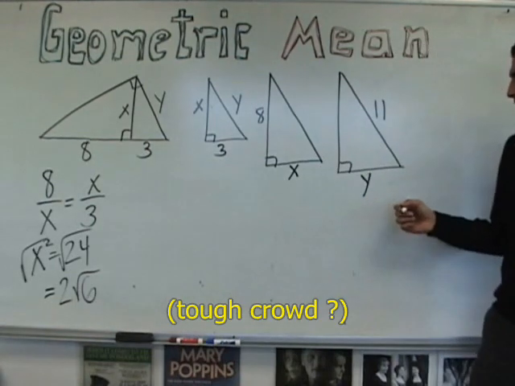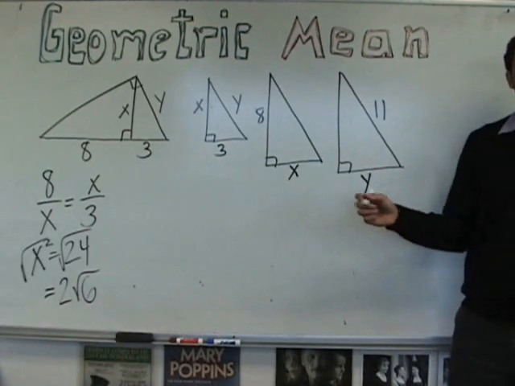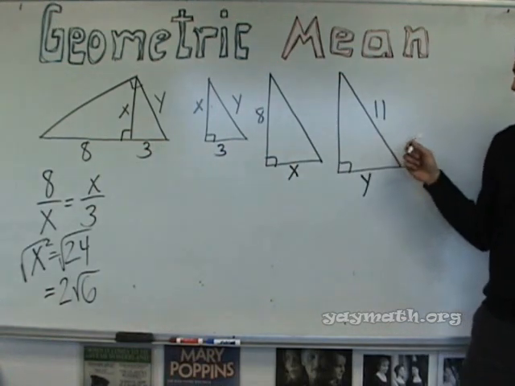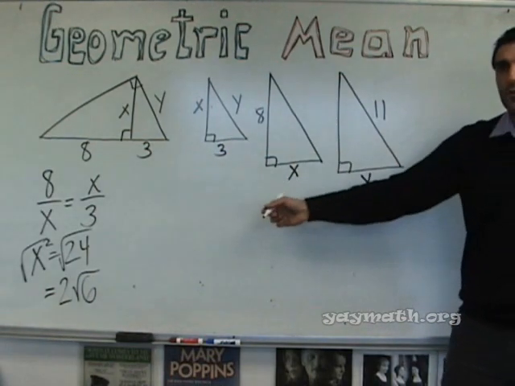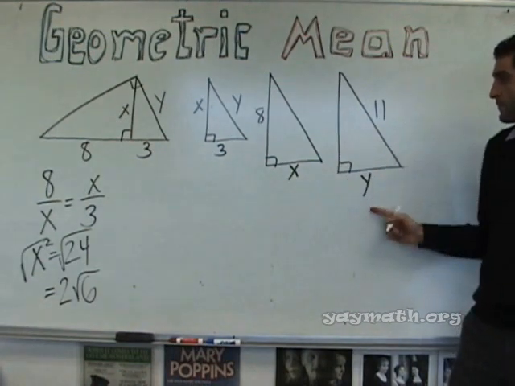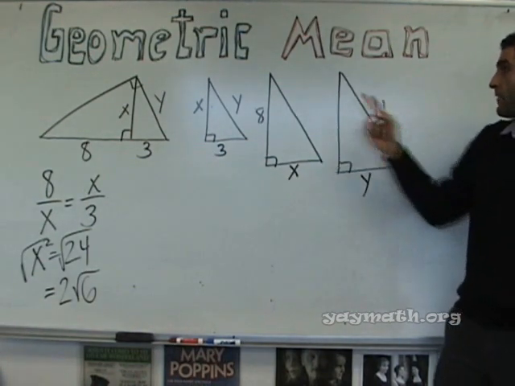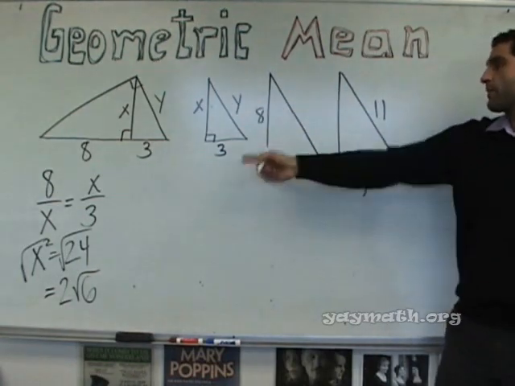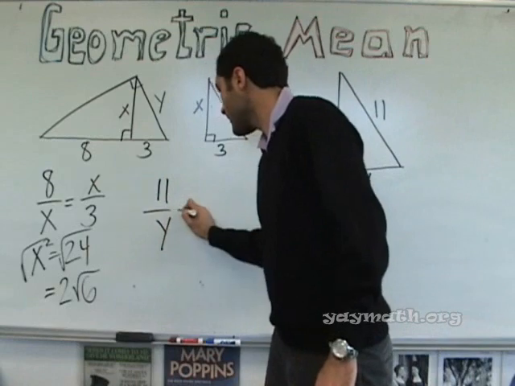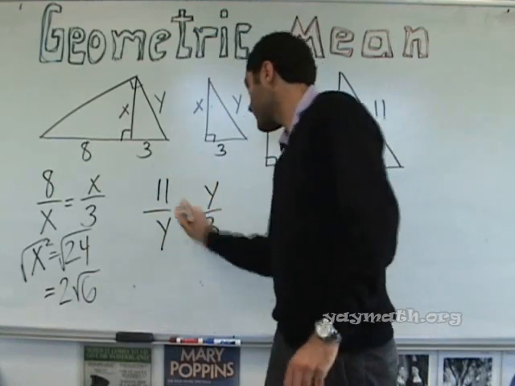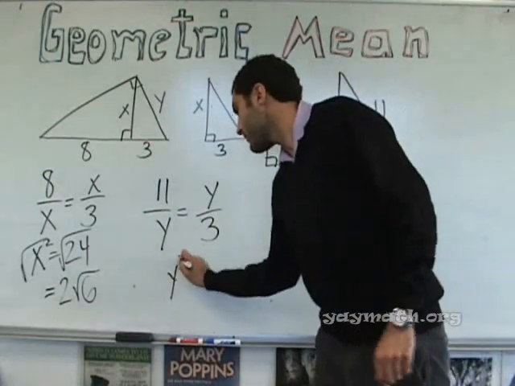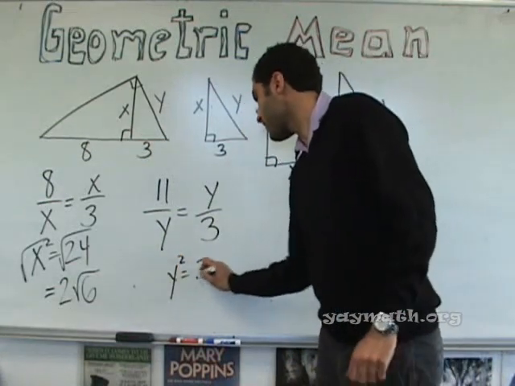Okay, so y. This one? This one, no. This one, yes. All right, so one more equation. Got it? 11 over y equals 7. No, that. Okay, 11 over y equals y over 3. Okay. Y squared equals 33.